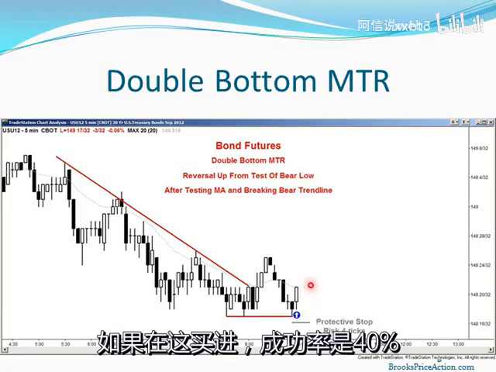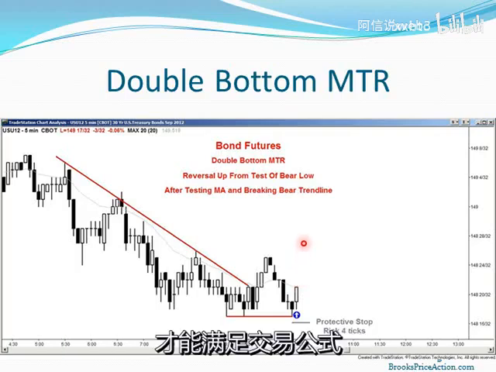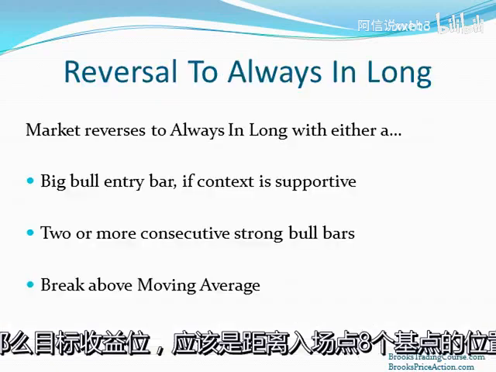Since you're taking a buy where the probability is only 40%, you need to go for a reward that's twice as big as the risk to get a positive trader's equation. So you need a profit target that's 8 ticks above your entry price.